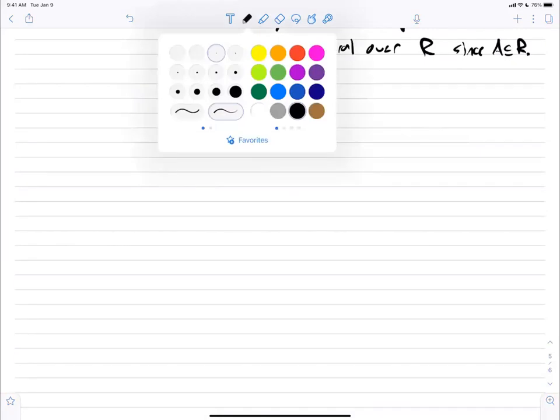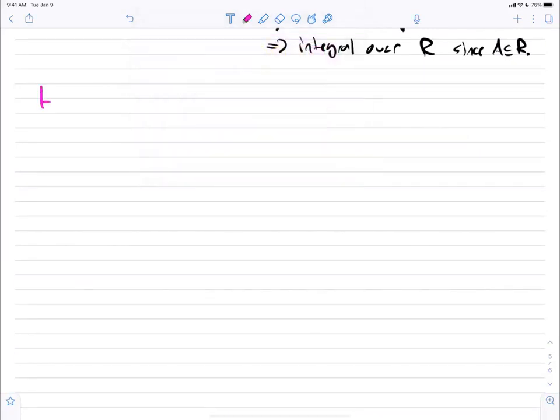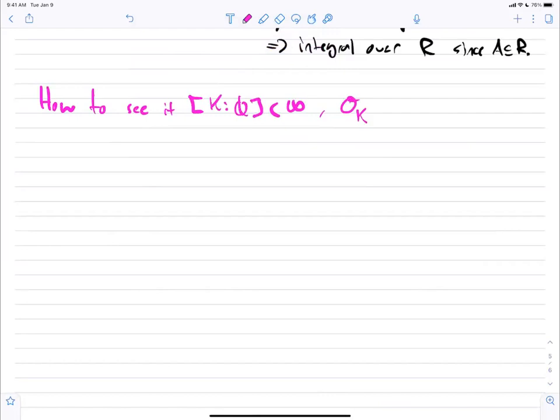So, how to see that? I better write down the setting again, because we're mired in generalities for a minute. So I'm back in just a finite extension K of Q. Now I want to see that O_K is finitely generated. It's a finite Z-module. Again, not finitely generated as a ring, but as a Z-module.